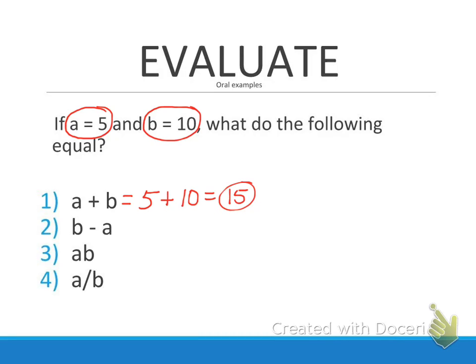So let's look at the second one. We have B minus A. What is B? 10. A is 5. 10 minus 5 is? 5. Wait till I ask, okay? I'm glad you know, but wait till I ask.